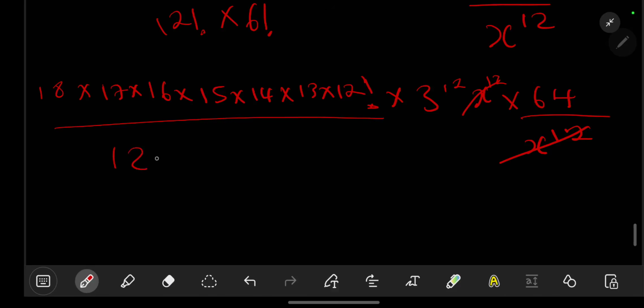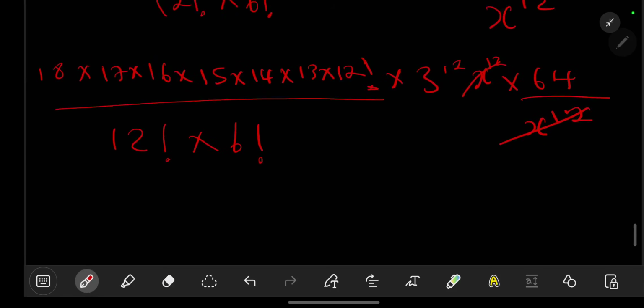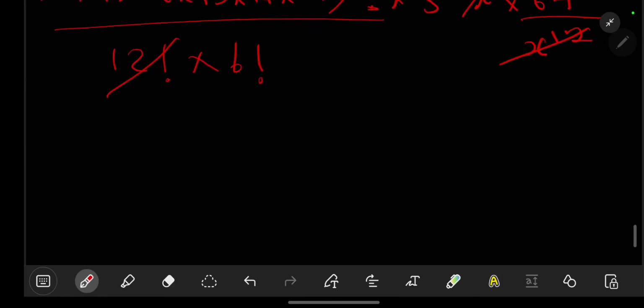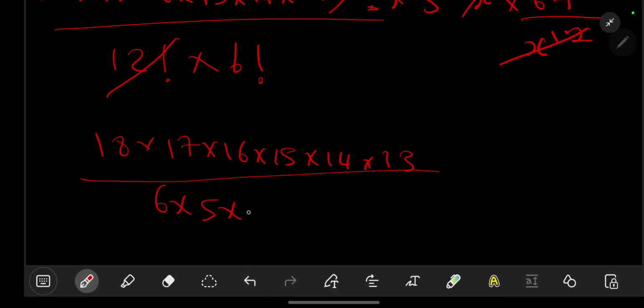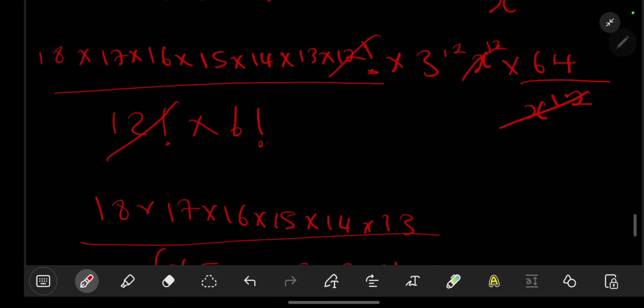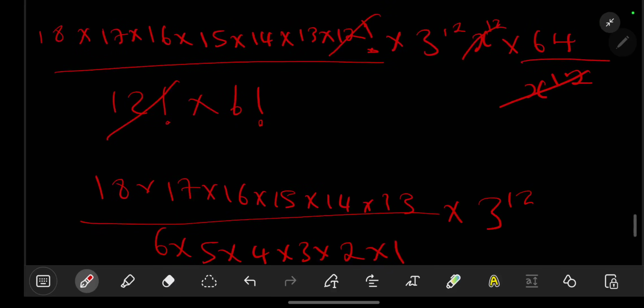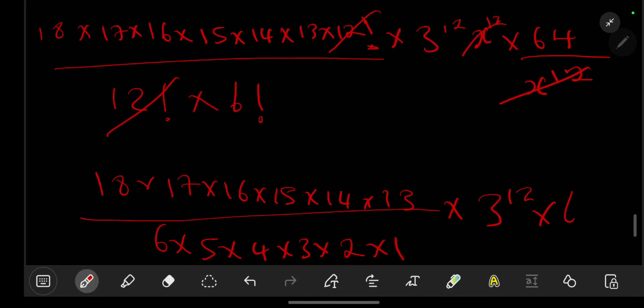We have 18 over 12 factorial times 6 factorial. So to reduce, we are going to end up with this, and this cancels. Then we have 18 times 17 times 16 times 15 times 14 times 13 over 6, which is the same as 6 times 5 times 4 times 3 times 2 times 1. Then we have times 3 to the power 12. We are not going to do anything with this value, times 64.